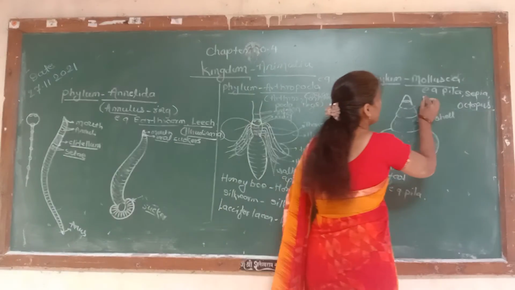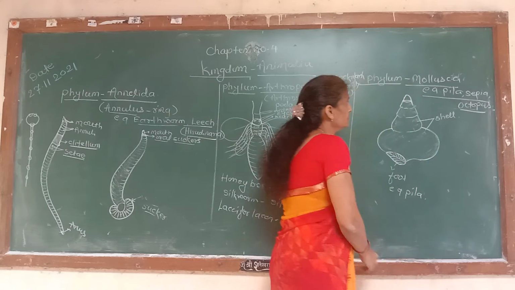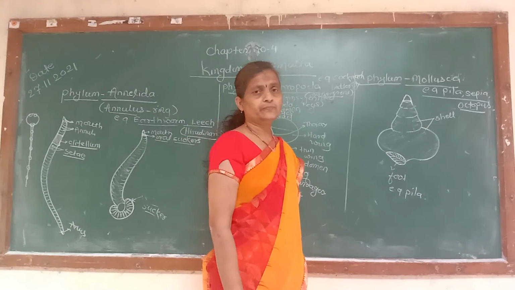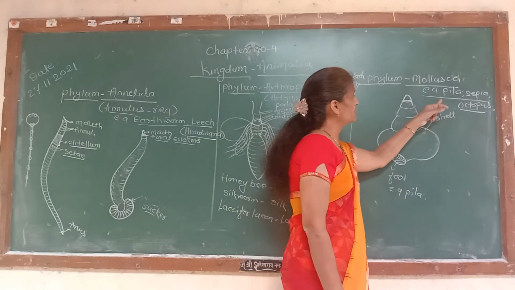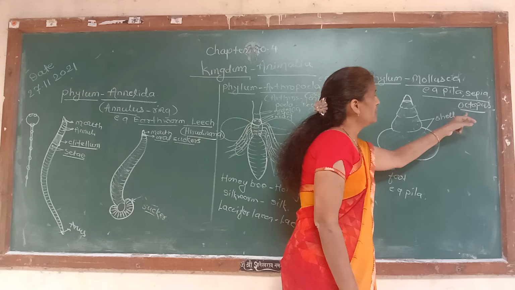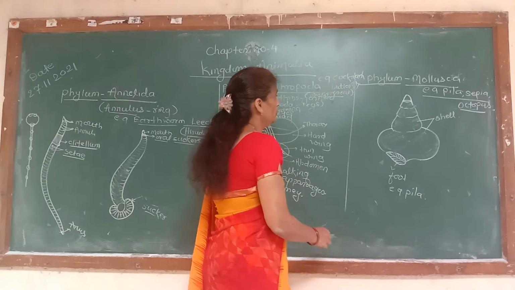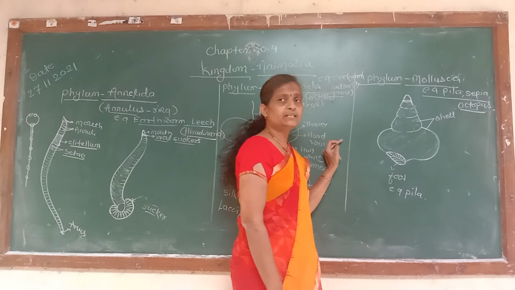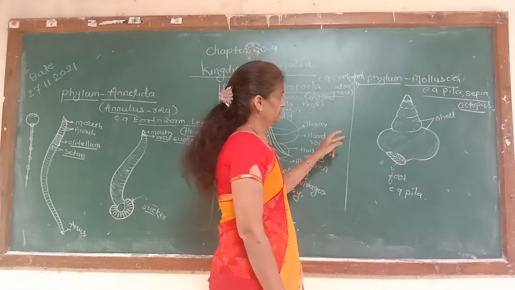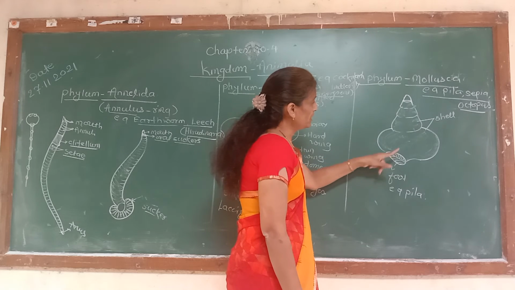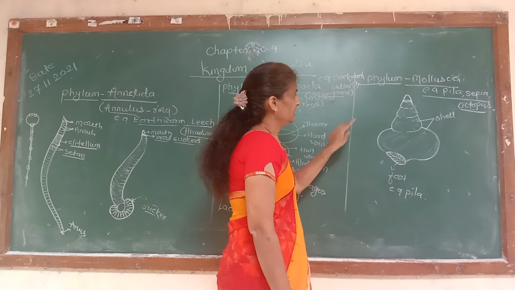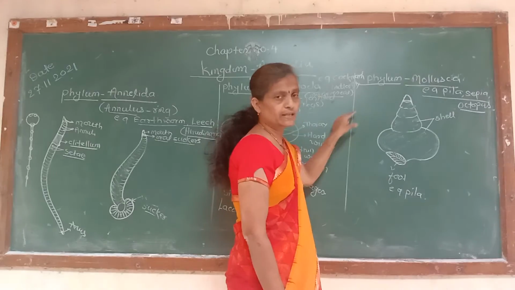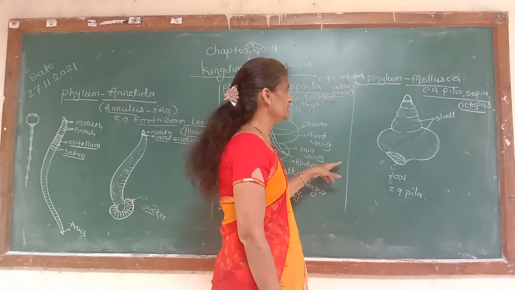Mollusca means soft-bodied animals. Soft-bodied animals are included in Mollusca. Examples in this phylum are Sepia and octopus. Body is divisible into head, foot and visceral mass. A complete digestive system is present because they show presence of mouth and anus.